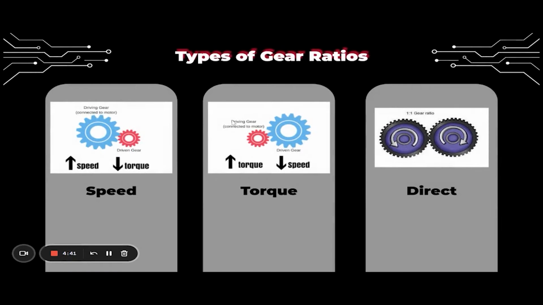So there are three main types of gear ratios. There's speed, torque, and direct. And we're going to be going over all three and their different uses.